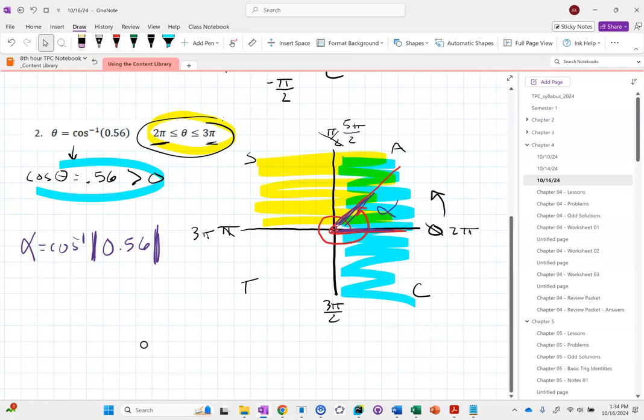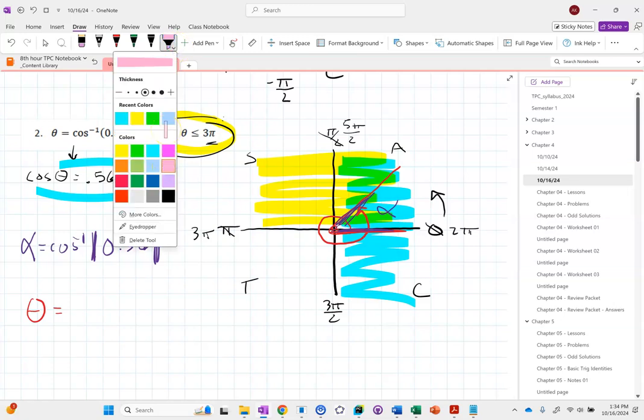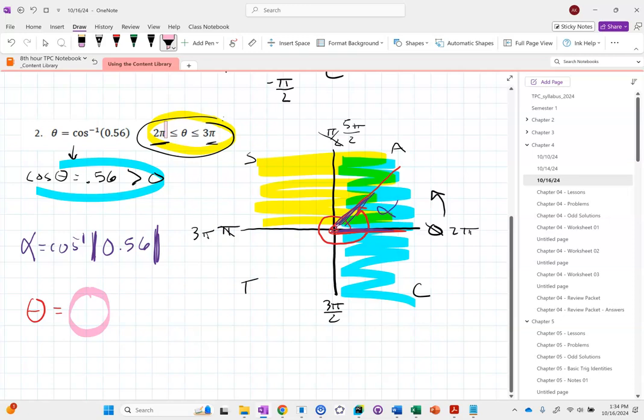Now that I've got this, I have everything I need to write my answer. So I'm going to write theta equals. The first piece of my answer is going to be whatever the label on the x-axis is that makes up part of my alpha. So again, alpha is right here. So I want 2 pi. So far, so good.